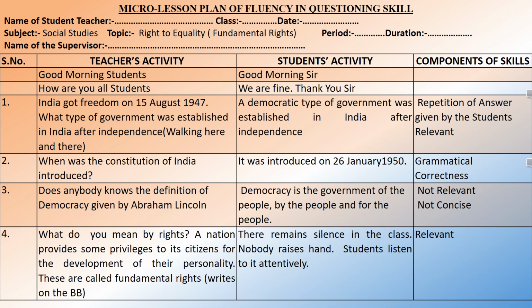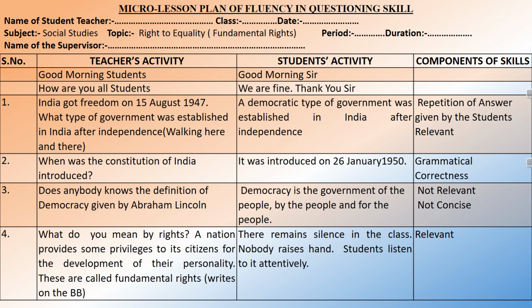After entering the class, the pupil teacher will wish the students good morning. The student will also wish the teacher good morning. After this, the teacher will give the statement that India got freedom on 15th August and ask what type of government was established in India after independence while walking here and there. The student will answer that a democratic type of government was established in India after independence. The component in this is repetition of answers given by the students, and the component of relevancy is used.